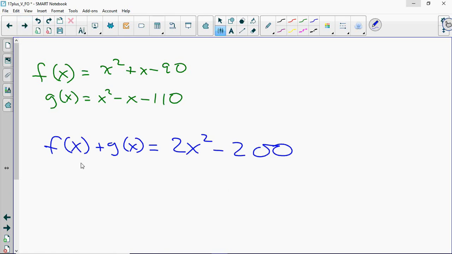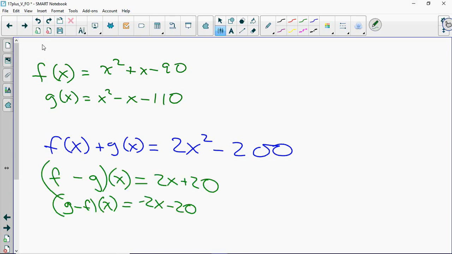So for starters, here's f of x plus g of x. We're just combining like terms. x squared plus x squared is 2x squared. The x and the negative x cancel out. Negative 90, negative 110, that gives me negative 200. Cool. And here's a couple of subtractions for you.